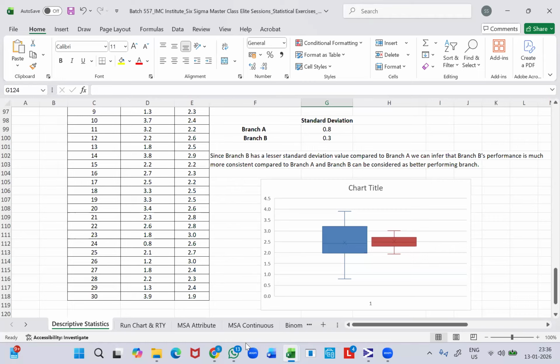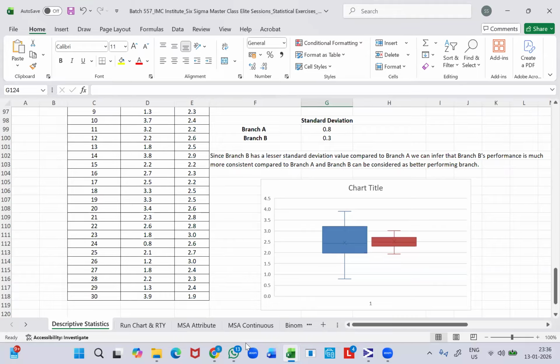It's a simple calculation. A couple of problems are part of the final assessment pertaining to RTY calculation. One problem will appear in the green belt final assessment, and another problem will appear in the black belt final assessment. So both are for RTY calculation.